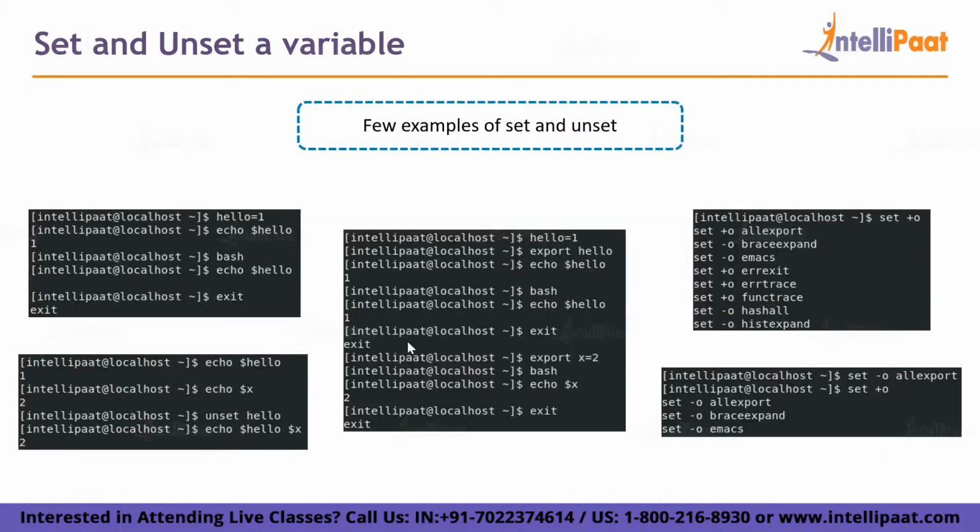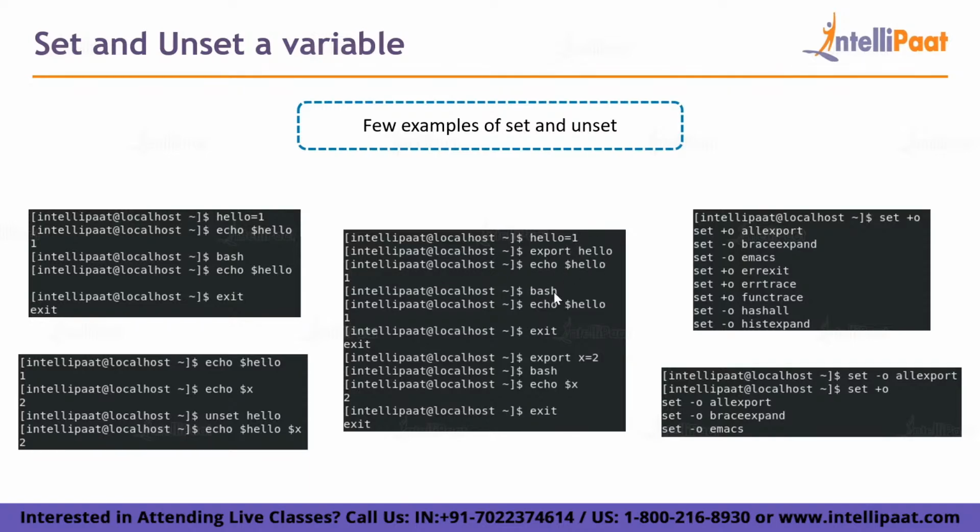So we'll see some examples first. So you can see hello=1, echo hello. This is what we did in the last session. So this is done. This is for local variable, and this again the same thing. This is a global variable, and yeah, echo $hello, echo $x, unset hello, echo $hello $x. It's only printing the value of x, not hello, because we removed that variable. And then again here, hello=1, export hello. We have made hello into a global variable. So echo hello is showing.